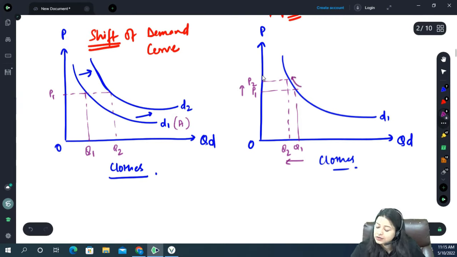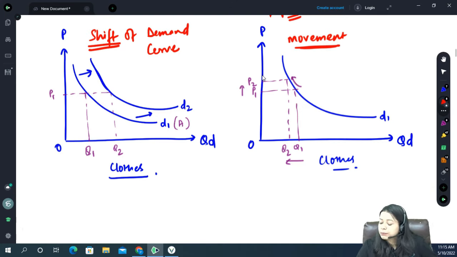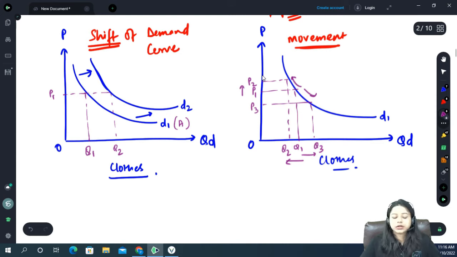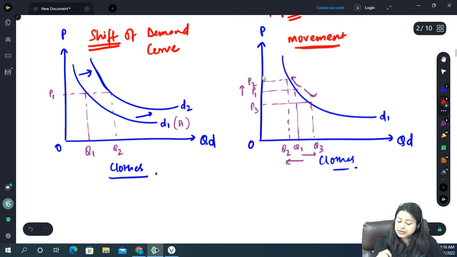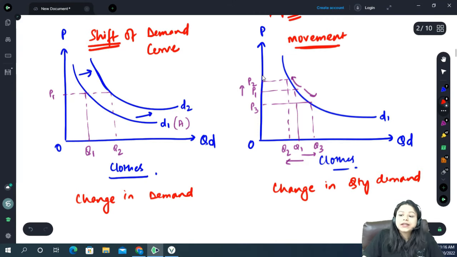This is known as movement along a demand curve. Movement can be upwards or it can be downwards. If your price is decreasing, I will buy more. So one more thing: the first case you saw is known as change in demand. This is known as change in quantity demanded, because here your quantity demanded is changing when your price is changing.